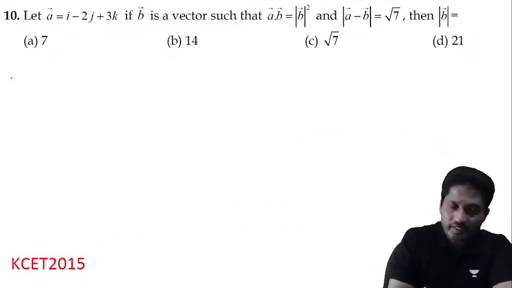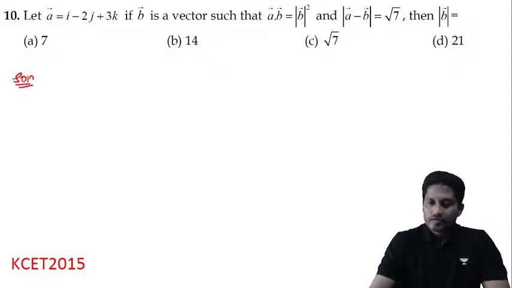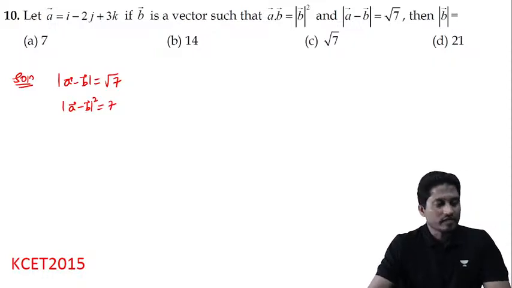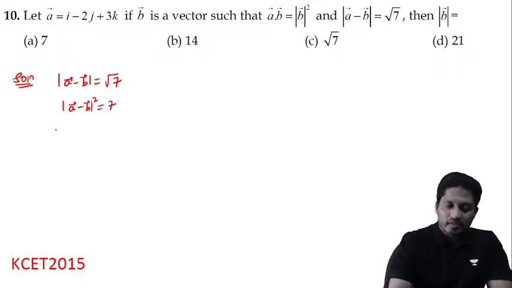Vector A is given, B is a vector such that A dot B is equal to mod B the whole square. Modulus of A minus B is equal to root of 7. If I square on both sides, modulus of A minus B the whole square is equal to 7 only. Root 7 the whole square is 7. A minus B the whole square is A square plus B square minus 2 times A dot B is equal to 7.